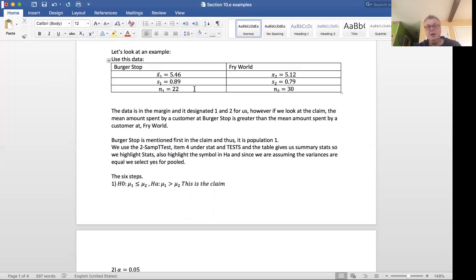So now, the degree of freedom when we pool, when we assume the variances are equal, is the sample size of 1 plus the sample size of the other minus 2. If we assume that the variances are not equal, and we do not pool, then we choose whichever is smaller, N1 minus 1 or N2 minus 1.